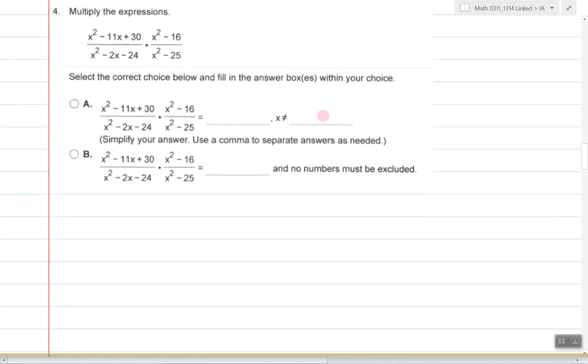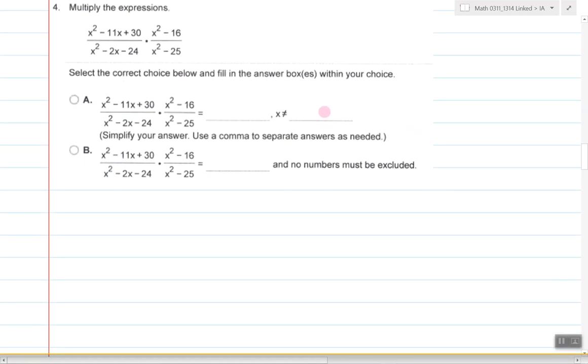All right, number 4. I may have a little bit more challenge with some of the factoring in this one. So for the simplifying, I have the first numerator. It's a trinomial. I'm going to use trial and error for the signs. They're both minus. I need factors of 30 that add up to be 11. So how about 5 and 6? So x minus 5, x minus 6.